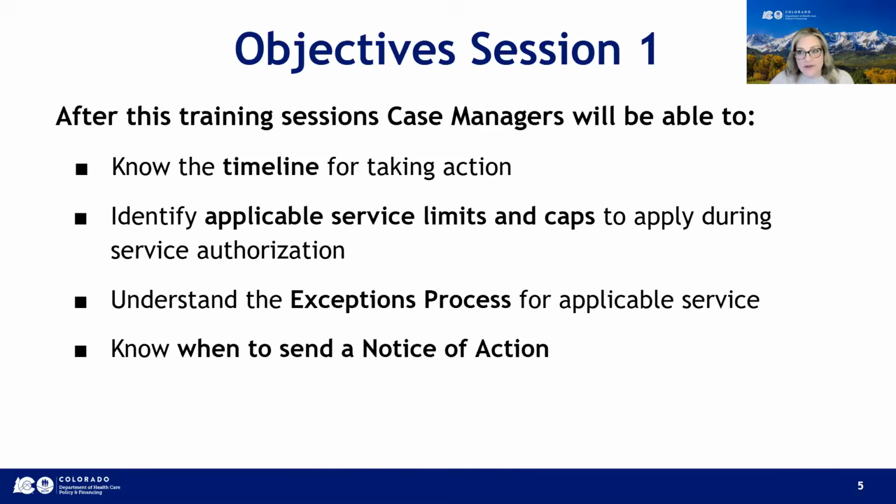After today's session, you should leave feeling confident about the timeline for taking action steps. Be able to identify which services are subject to the new caps and exceptions process, and when and which notice of action to send. Again, you'll have tools and resources to take with you.